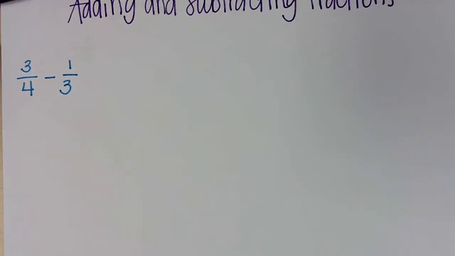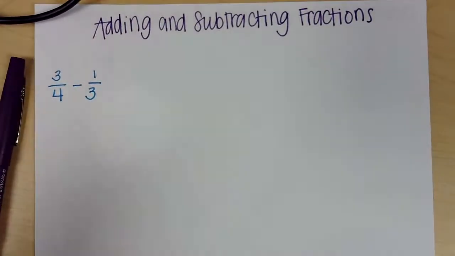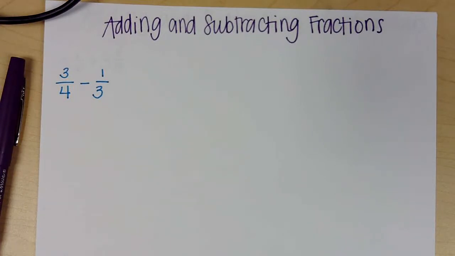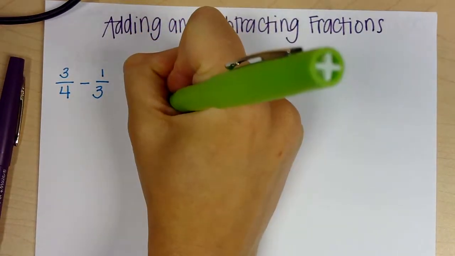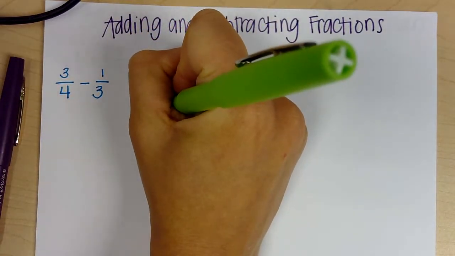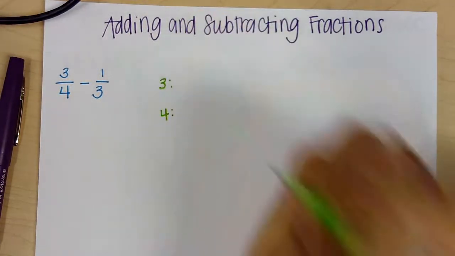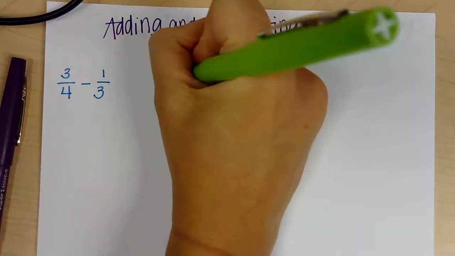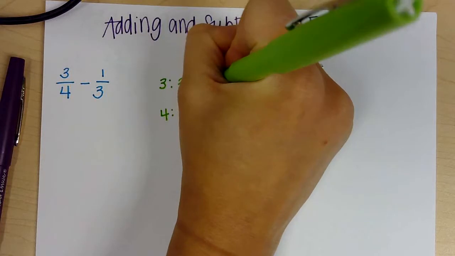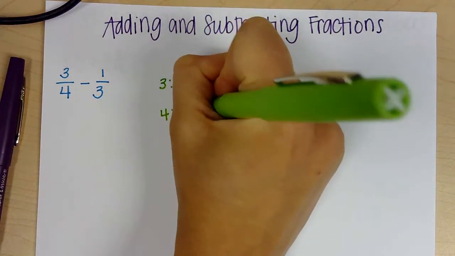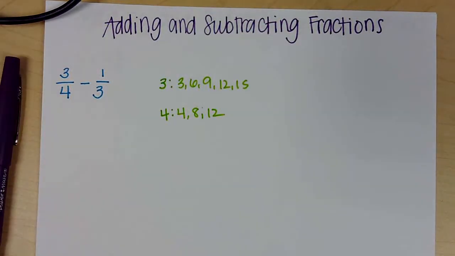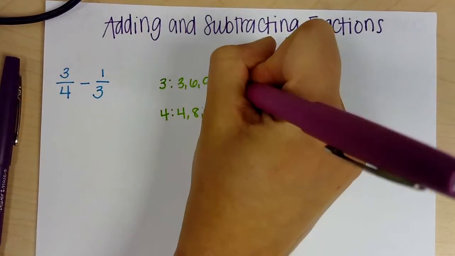So let's give a couple problems a try. Let's try this one first. 3/4 minus 1/3. From here, my first step is going to be to find the LCD or the LCM. So I make my list of multiples for 3: 3, 6, 9, 12, 15, and then 4: 4, 8, 12, and we have a match already.